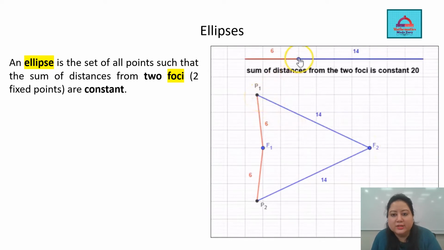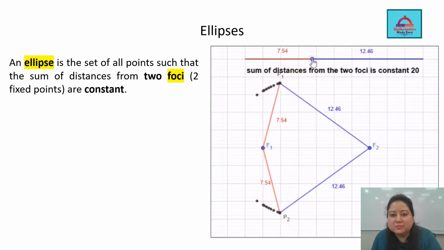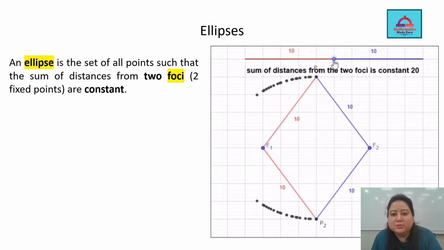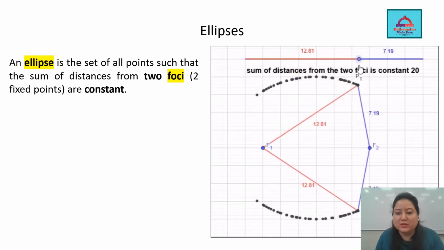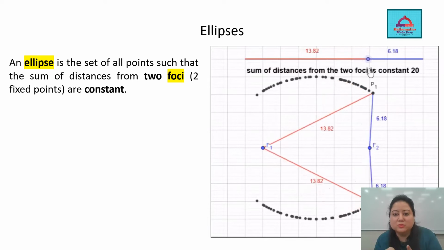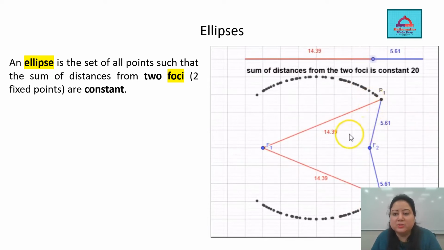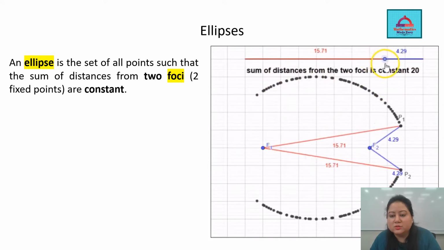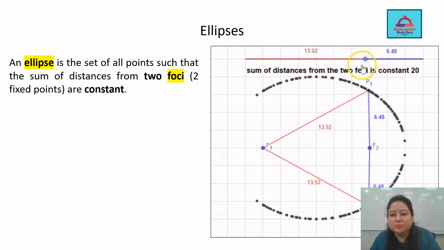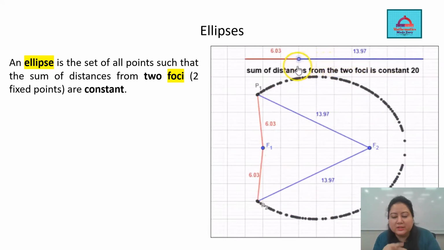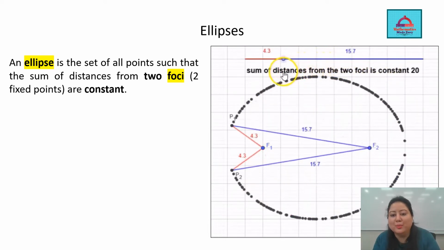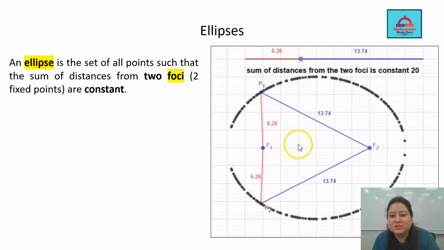So these all points are at the same distance, 6 plus 14, and if you keep the distance same and you keep changing the point, so I hope you can see how the points are moving. So recognize the shape that you are getting when the distances are equal. See here, 14.39 plus 5.61, still the total distance is constant, 20. So if you move your point along this shape, then the set of all these points form an ellipse. So I hope the definition is clear to you and you can visualize it nicely from this animation.